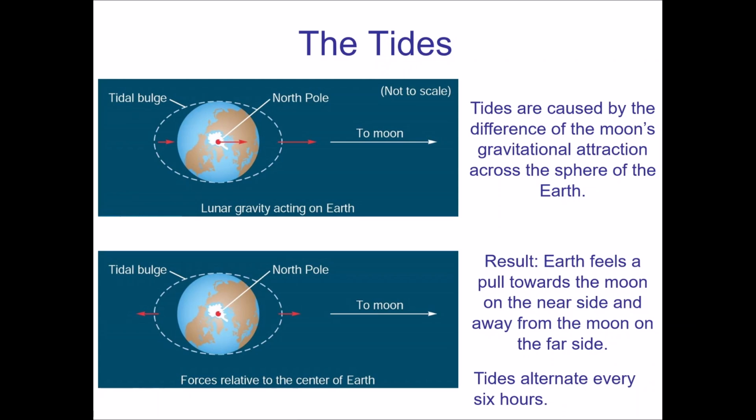This is the first order effect of the tides. This is the main reason why they occur. It's this differential gravitational pulling that causes this.